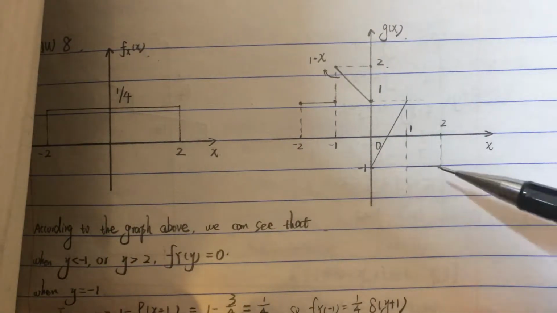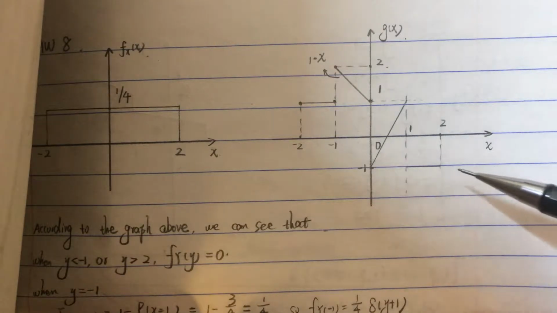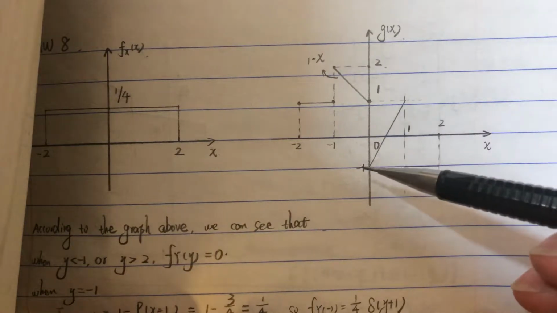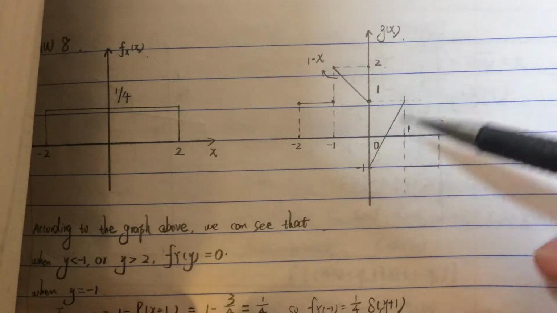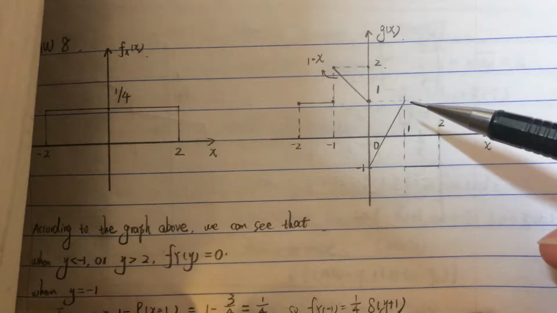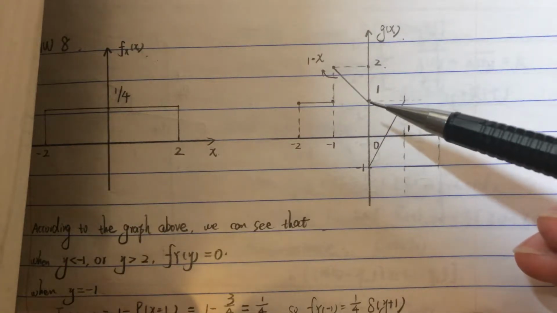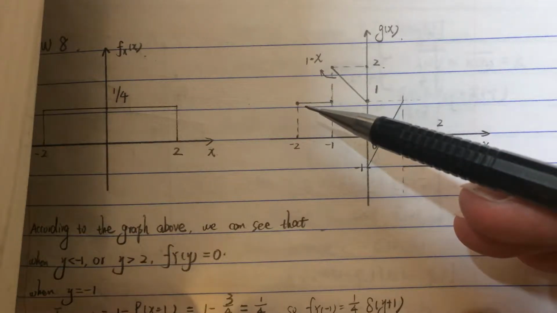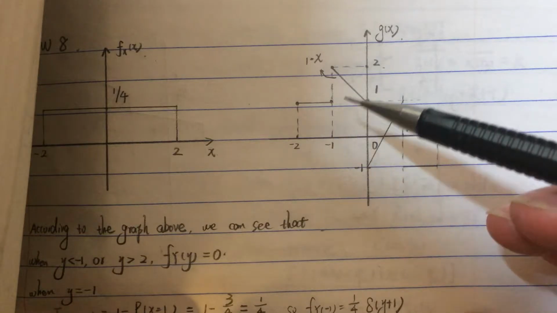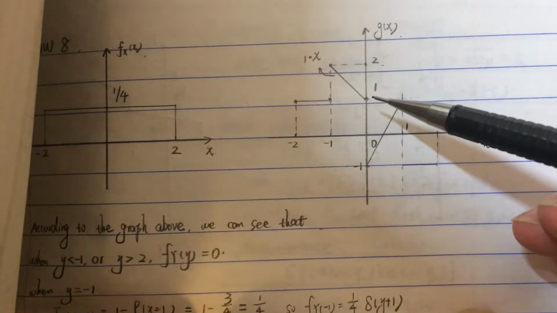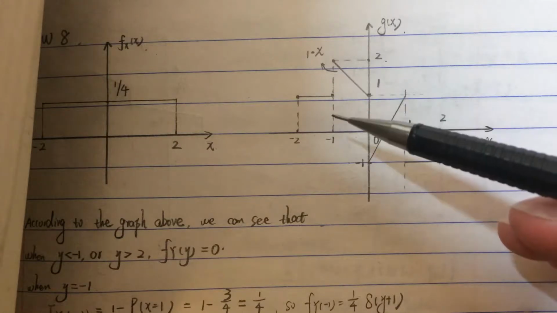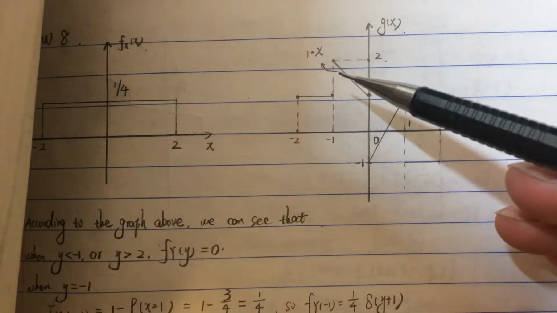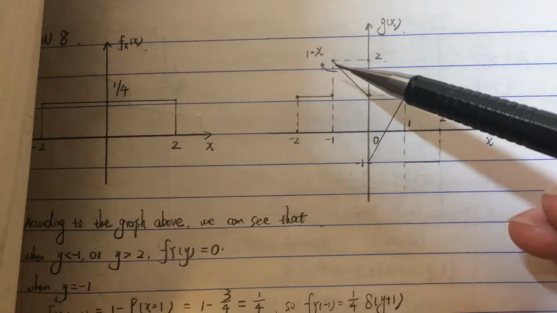When y equals -1, x is between 1 and 2, and when y is between -1 and 1, the value of x can be determined by this curve, and when y is equal to 1, the value of x is from -2 to -1, and when y is between 1 and 2, the value of x can be determined by this curve.